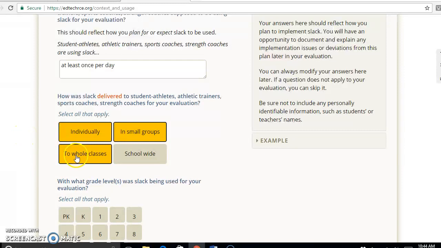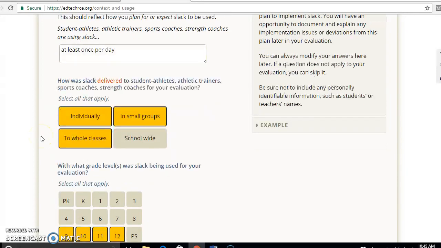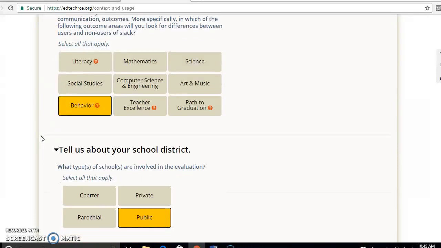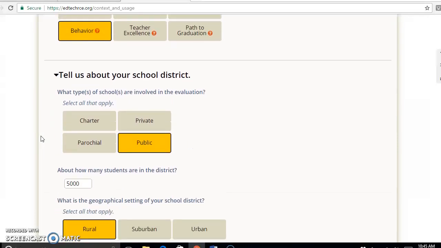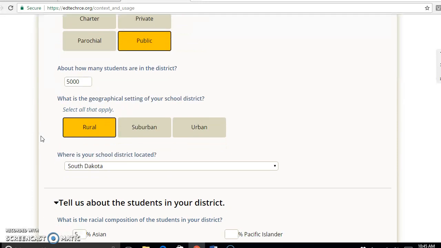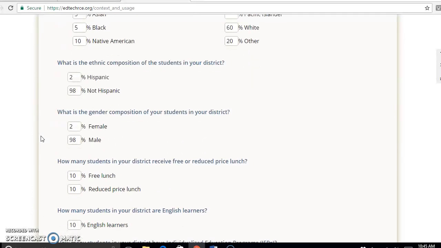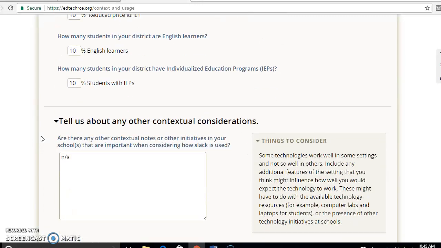I would implement it in small groups, as in teams, and for whole classes I would say position groups or different sports. Individually would be player to player, or each coach would have their own. Again, it's a behavior measurement. And then here are just demographics that I guesstimated as far as what the demographics are at Dakota State.